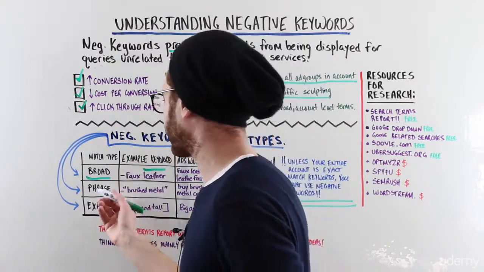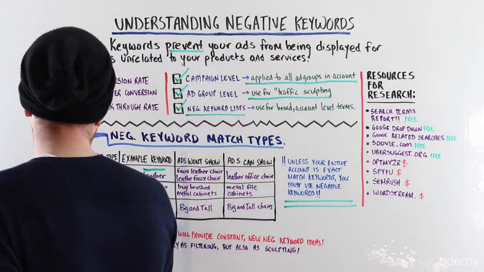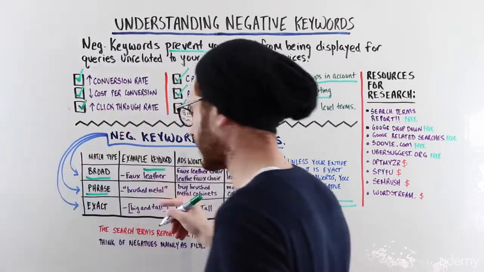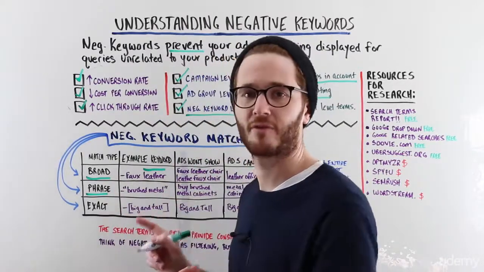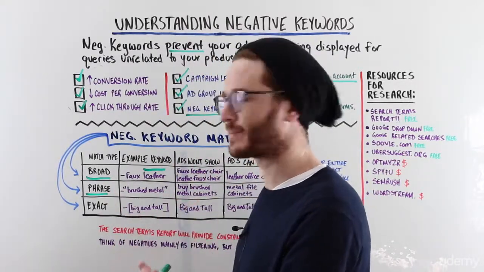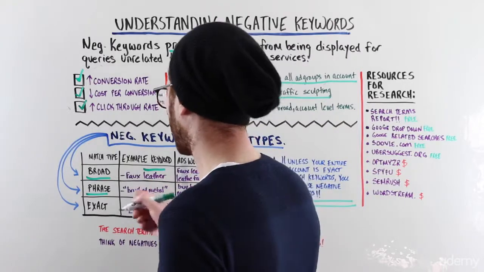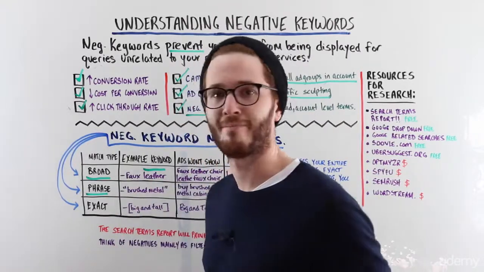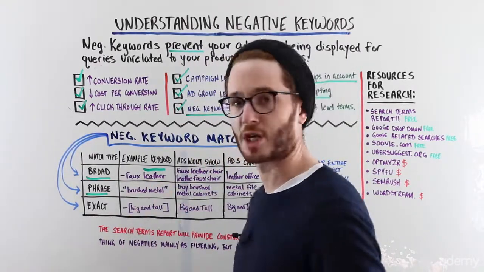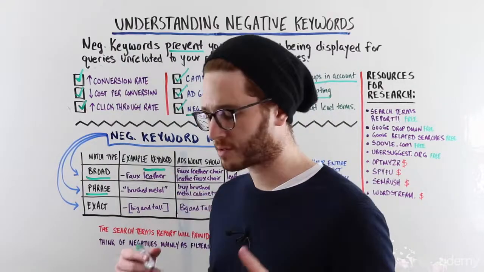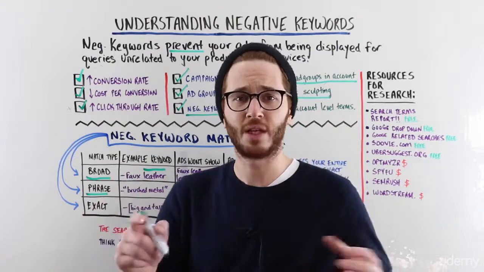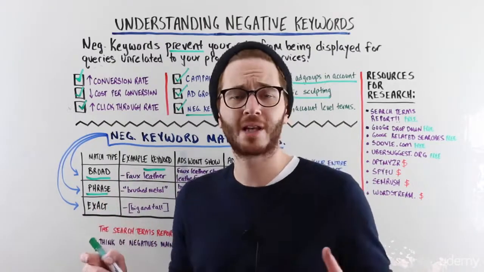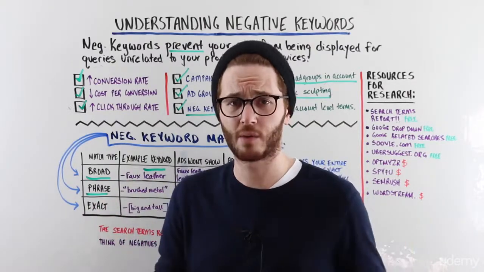The next one down, we have phrase match. We know what phrase match looks like. It's the negative with quotation marks, because it's the same function as a positive phrase match keyword applied to a negative phrase match keyword. So you have the quotation marks. For example, let's say we have a negative keyword in phrase, brushed metal. In order for ads not to show, that entire phrase in that order has to be in the query. Very similar to how phrase match in positive keywords works.